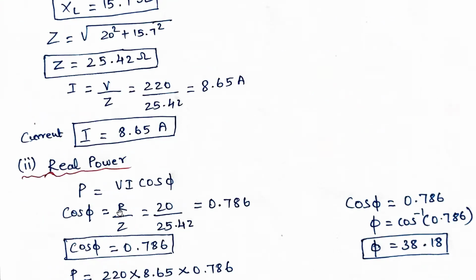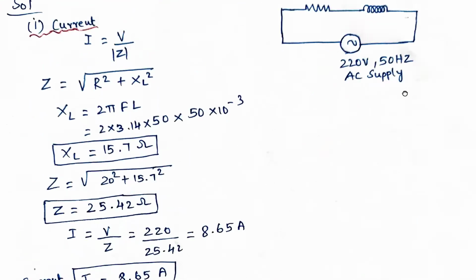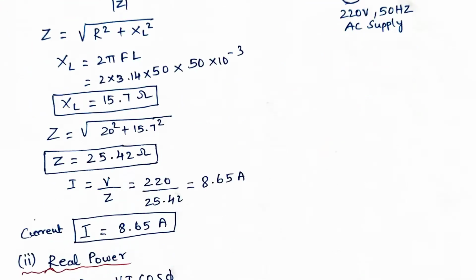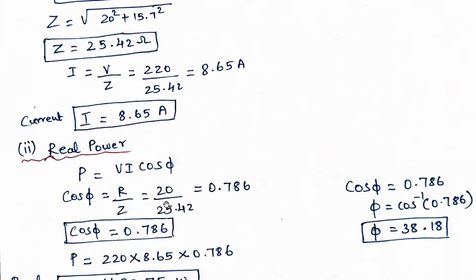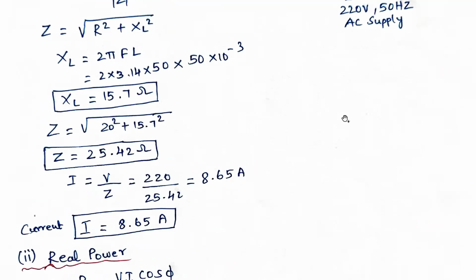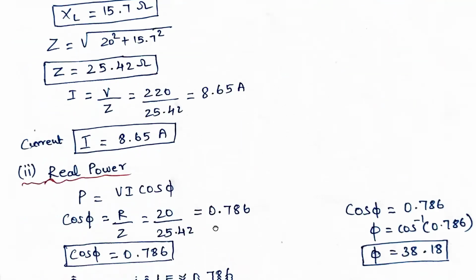Cos phi is equal to the ratio of the resistance to the impedance. That means R by Z. R is given in the problem as 20 ohms and Z is the Z magnitude we calculated as 25.4. So if you substitute here and calculate, cos phi is coming as 0.786. Okay, 0.786 lagging. Why? Because it is an RL load, no? So it is always a lagging power factor.